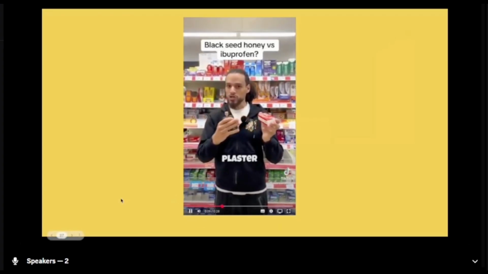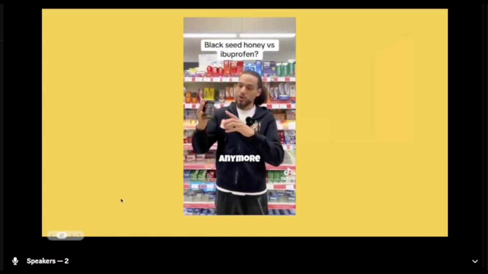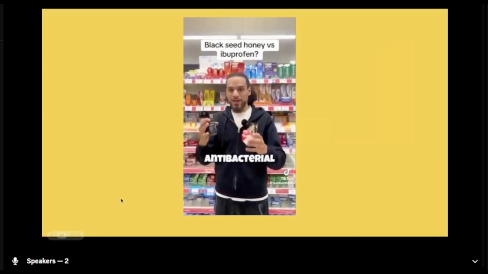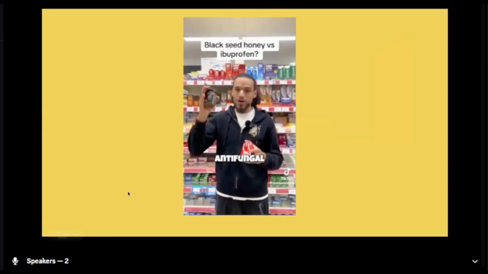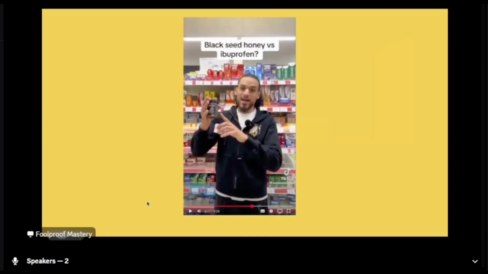It just puts a plaster on the wound. You just don't feel the problem anymore. Whereas this one is anti-inflammatory, antibacterial, antimicrobial, antifungal. Isn't ibuprofen actually anti-inflammatory? Yeah, he also made the claim antifungal, was it antibacterial?